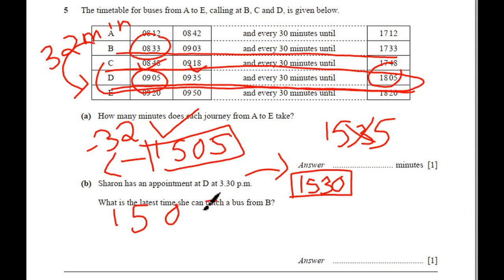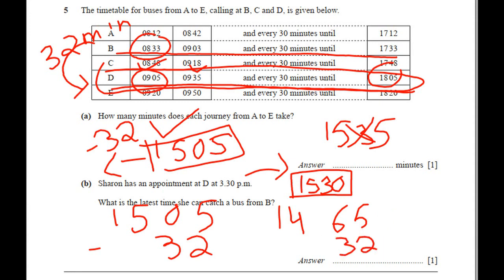15:05 minus 32 minutes. How do we do that? We can't subtract 32 from 5 minutes. So we write 14:65. We've given 1 hour to the 5 minutes, and this is 32. So we get 14:33, which is our answer.